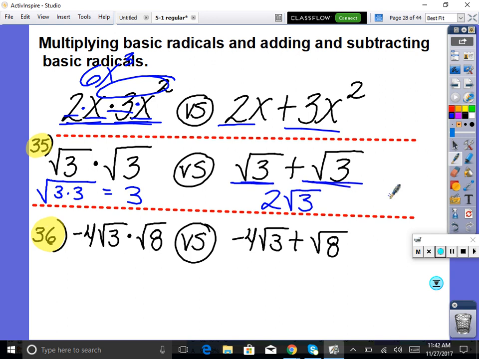So root 3 plus root 3 is 2 root 3. Does everybody understand? Just like x plus x is 2x. Does everybody see? Okay, look right here.